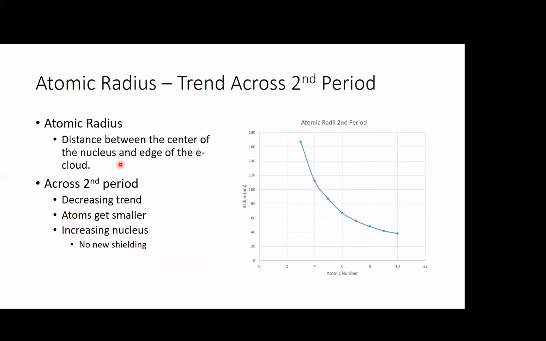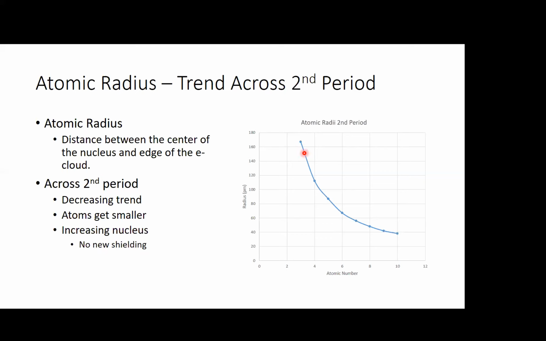And then, if I was to go from one edge of the cloud to the edge of the cloud, that would be a diameter. So we're just talking about the radius here. So as we go across the second period, from elements 3 to 10, this would be lithium, beryllium, and so on: boron, carbon, nitrogen, oxygen, fluorine, and neon. So we go left to right.